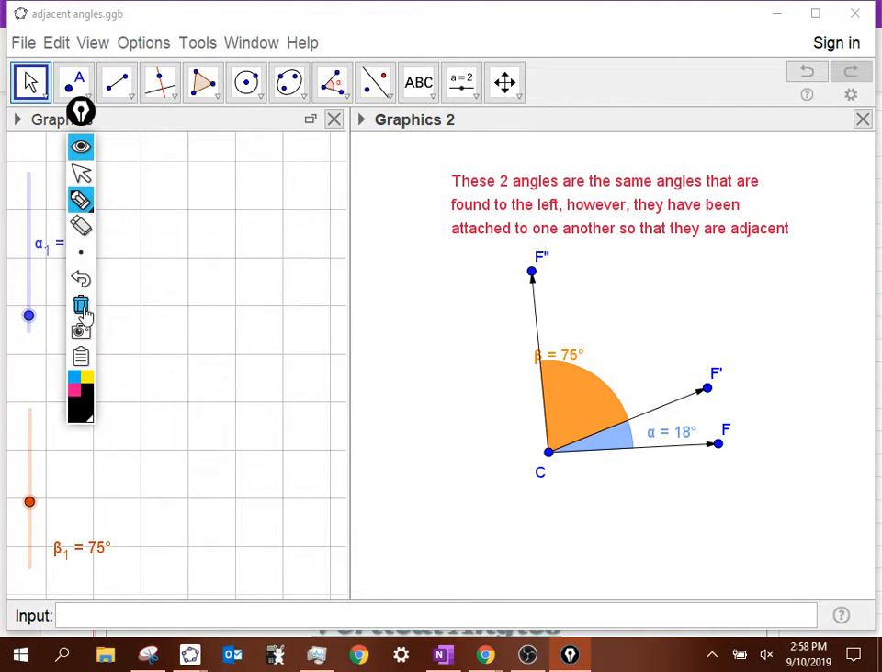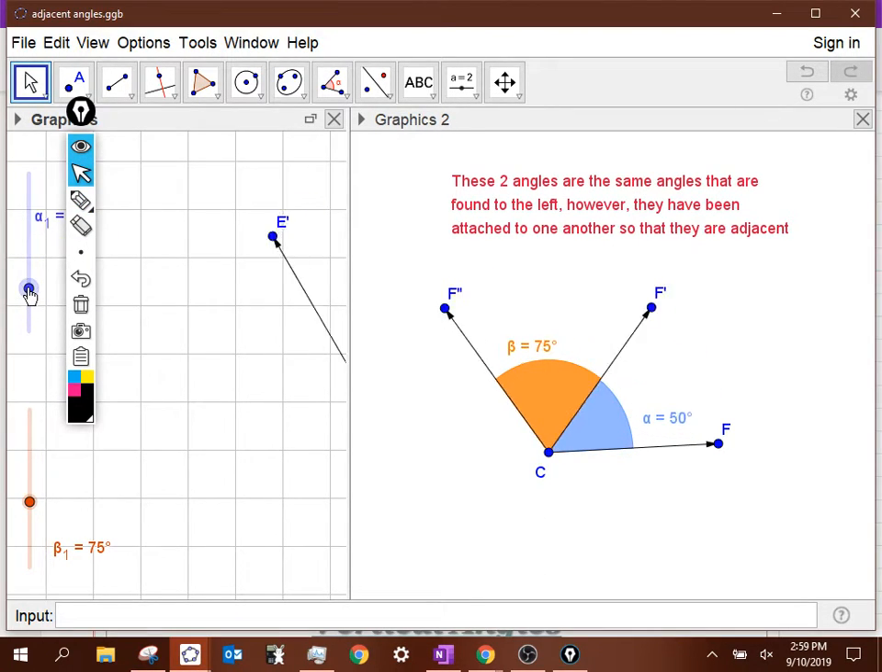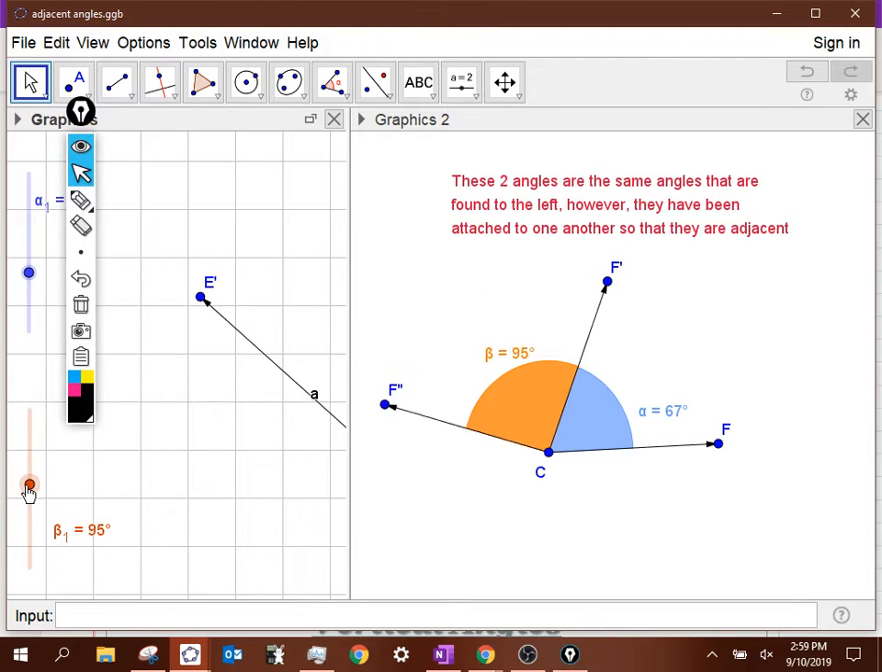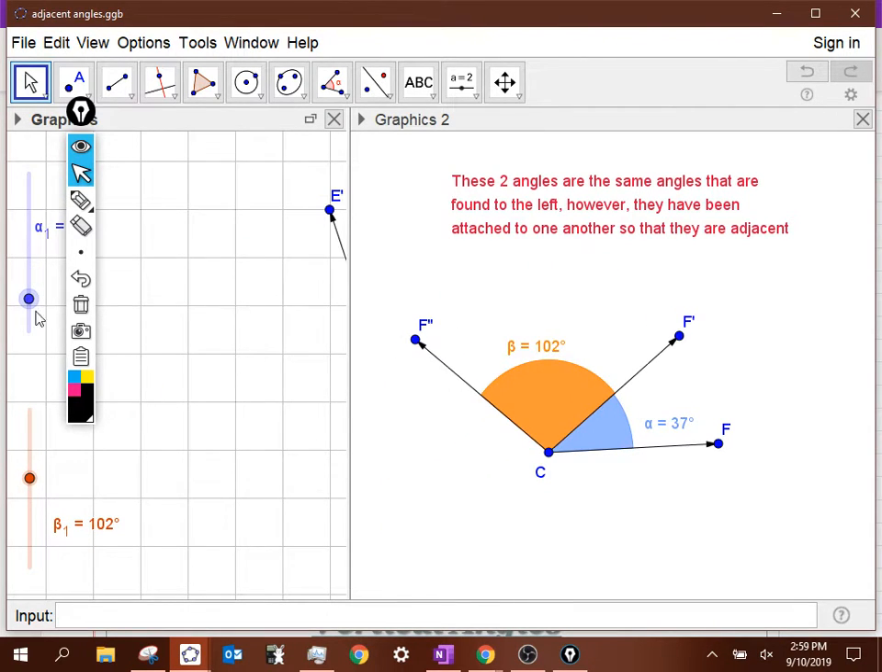if I want to. Okay, so there we see that they share the same vertex C. They have the same ray, C to F prime. And do any of the blue or interior points overlap the orange ones? Or vice versa? Do any of the orange ones merge into the blue? No. Okay? So that is a set of adjacent angles, and all your adjacent angles are going to look that way. Now, obviously, we can change the size of them. But, traditionally, they're going to look like this.